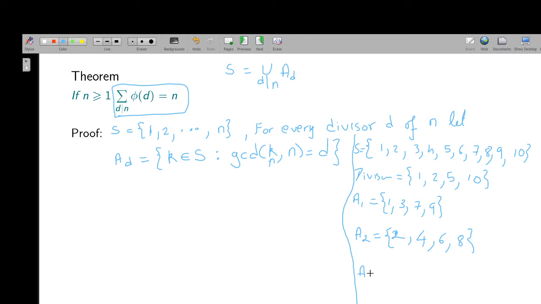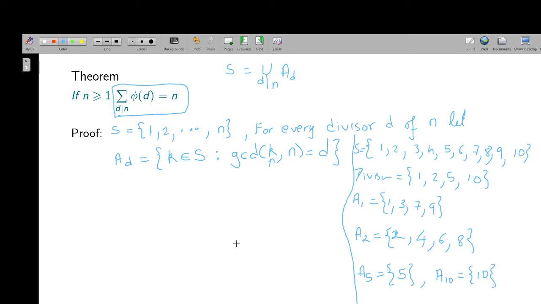What about A5? I want the numbers whose GCD with 10 is 5. So firstly, we're going to have 5 in this and nothing else. And A10 is 10 itself, since the GCD of 10 and 10 is 10 and nothing else can give you 10.